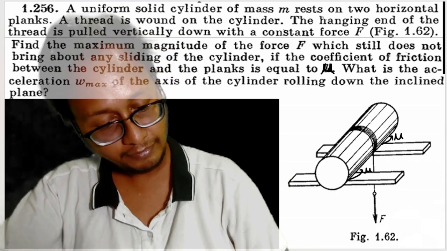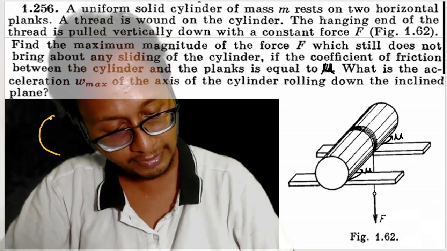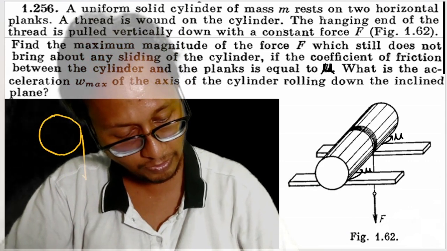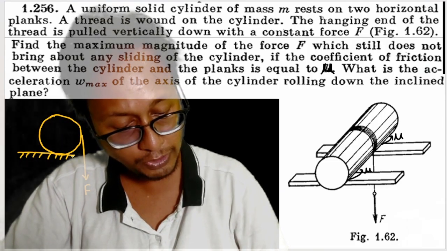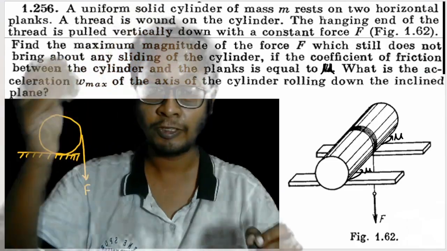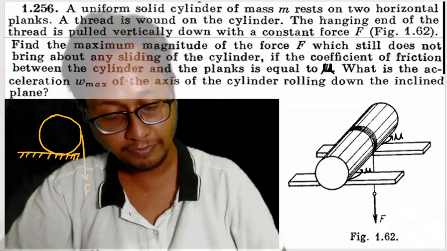So let's draw a diagram. This is the cylinder, this is the rope, and I'm applying force out here. Now my first question is, what is the direction of the friction force? To find out the direction of the friction force, here is a small trick.